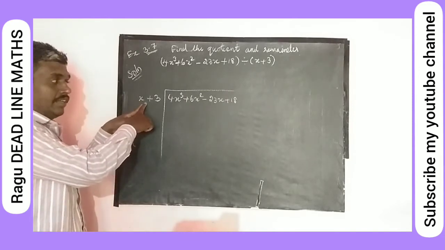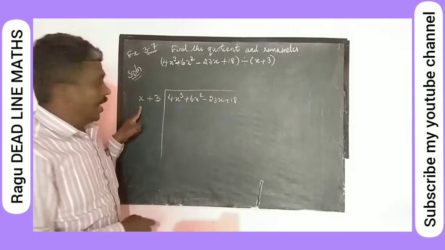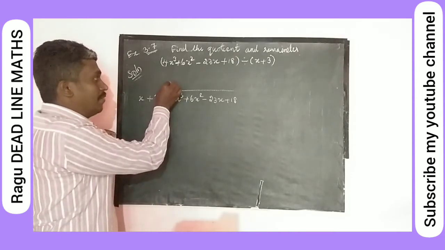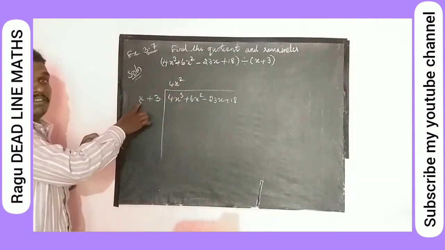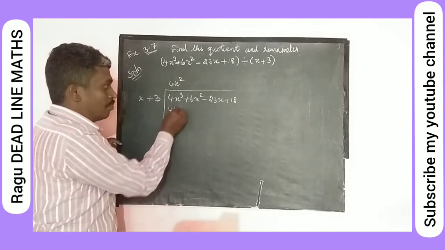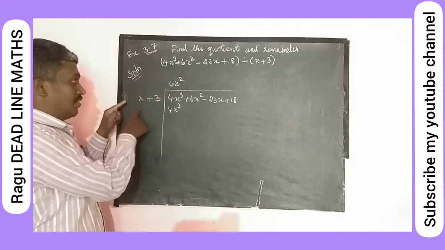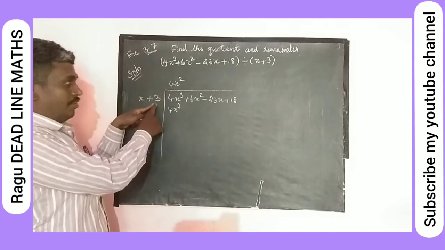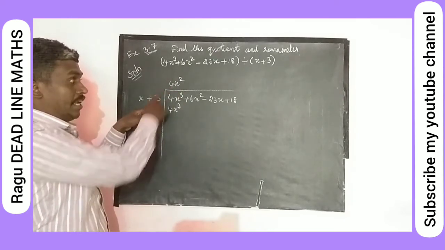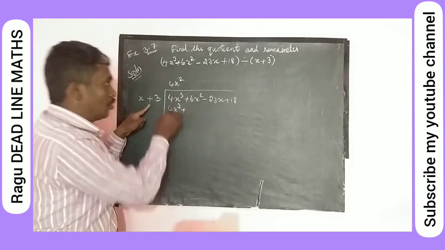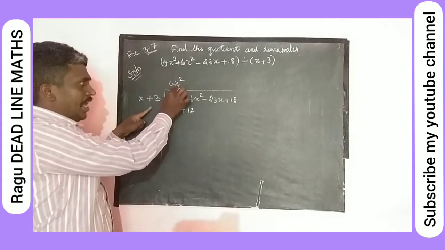Here the first term of the dividend is 4x power 3, so you have to multiply the divisor by 4x square. 4x square into x is equal to 4x power 3. Now we are multiplying the first term only. Again, one more term is there, which is 3. Then 4x square into 3: first we multiply the numbers, 4 threes are 12, x square.